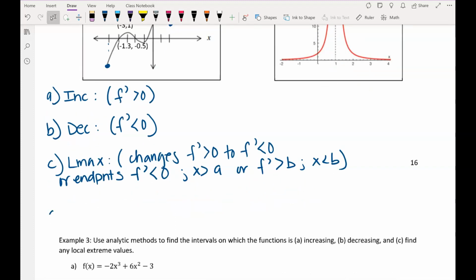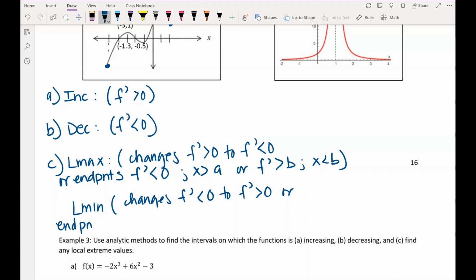Now, how about local min? On part C, the ones are local min and local max. Local min is when the derivative changes from negative to positive, or endpoints: f prime must be positive at a, which is on the left side, or f prime must be negative at b, and remember b is on the right side, okay? All right, so I'm spelling out all the definitions for you.